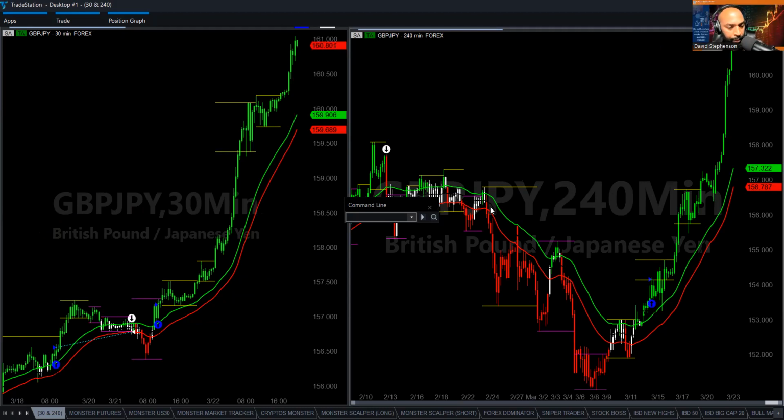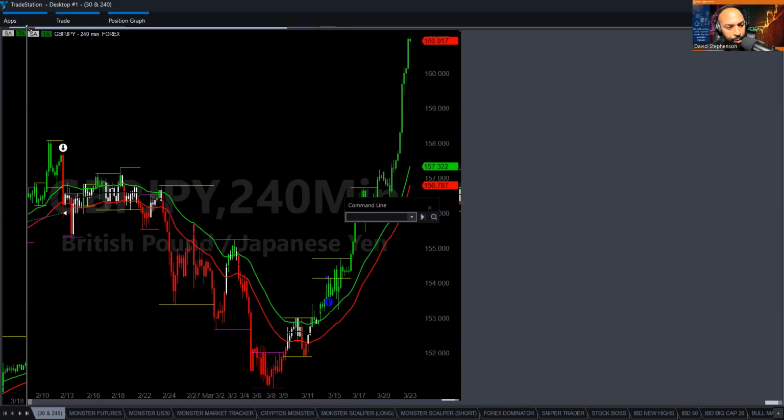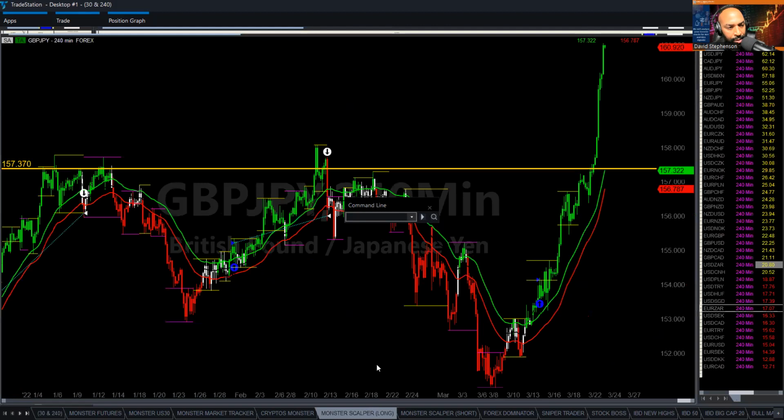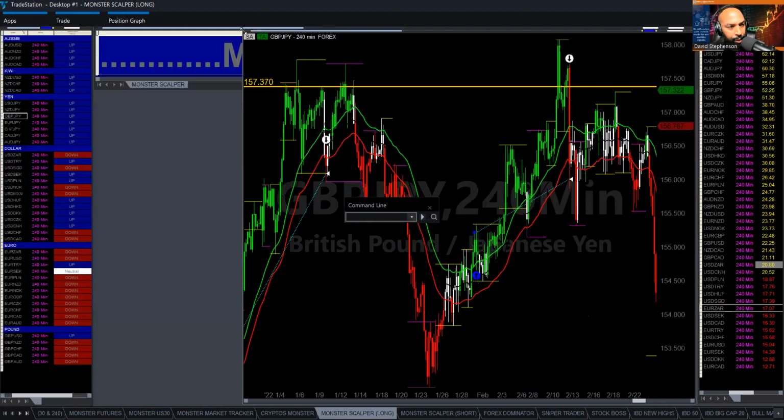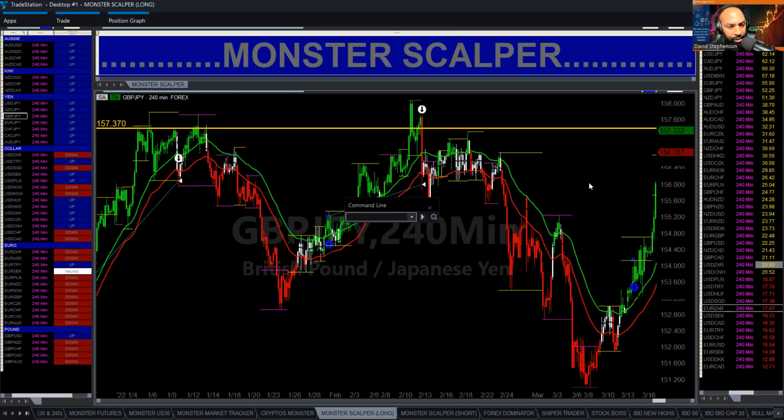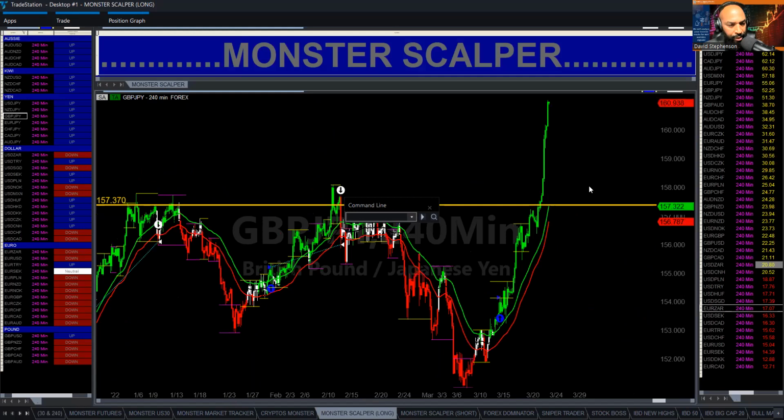Yes. I mean, the monster system is designed to make it easy, right? The big difference with using the systems. So we'll go here with Monster Scalper right here. The big difference is this. I mean, absolutely, knowing the 4 market phases has nothing to do with the systems.